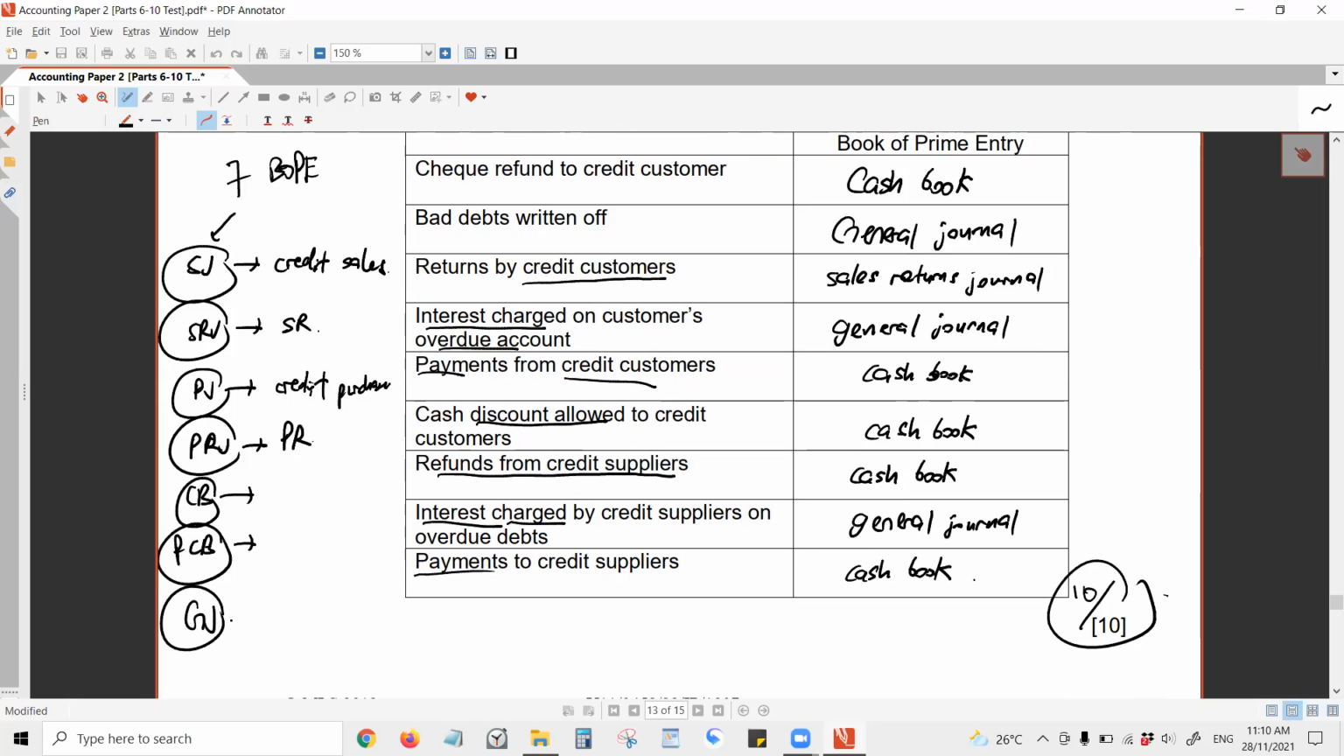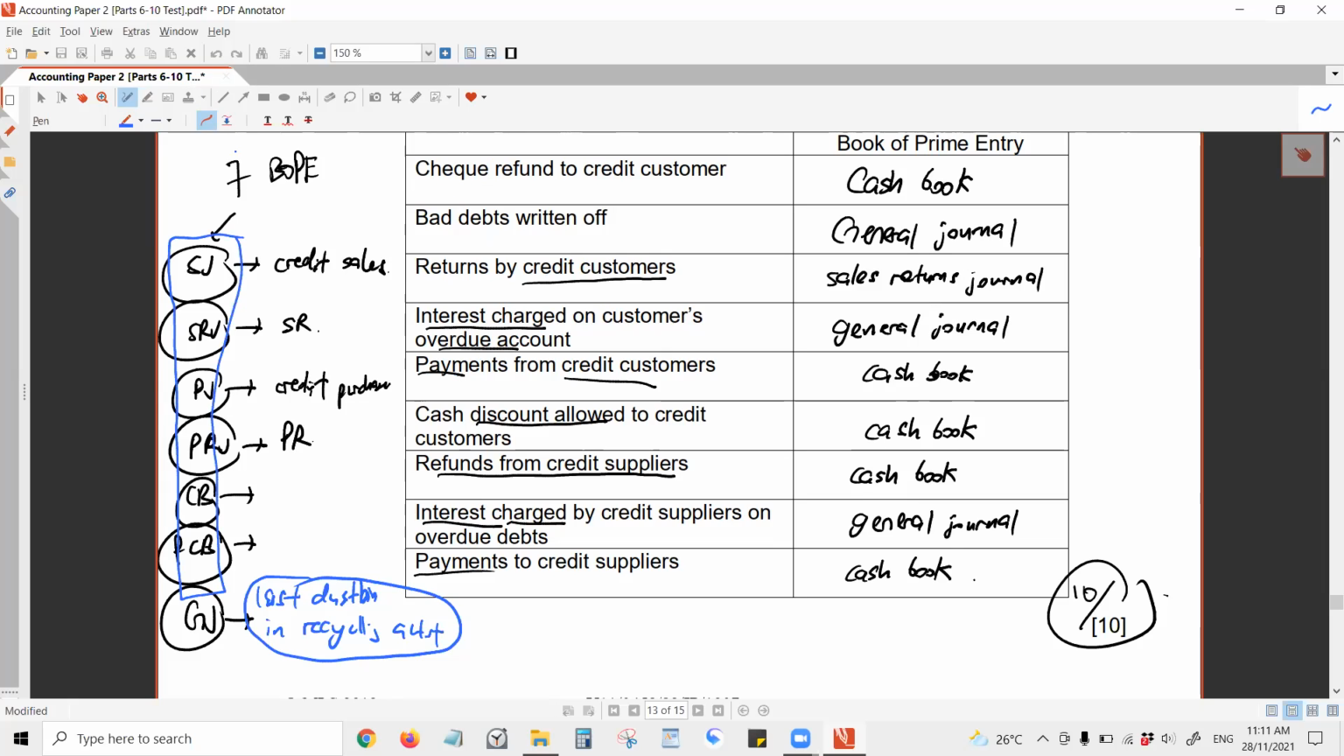And general journal, always look at this as the last dustbin in the recycling activity. The analogy: because the function of general journal is to record transactions that cannot be recorded in other books of prime entry. That means if you see a transaction that cannot be categorized, you throw it into the general journal.